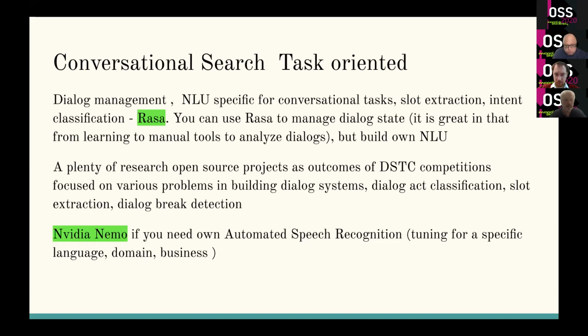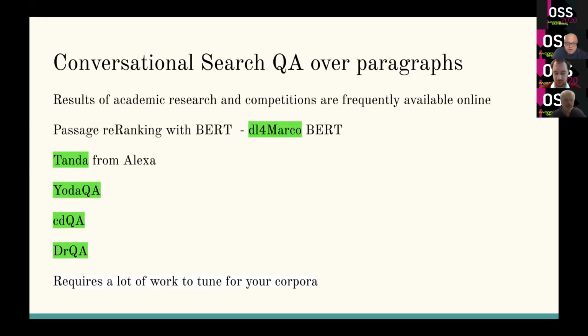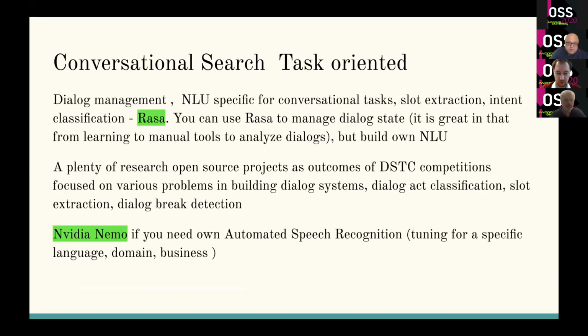And if you want to do automated speech recognition, there are big providers like Google, Amazon, Nuance. Sometimes you have to build on your own. There is NeMo from NVIDIA, an open source tool library to build your own automated speech recognition if you need to run on your own. For task-oriented dialogues, Rasa is great.